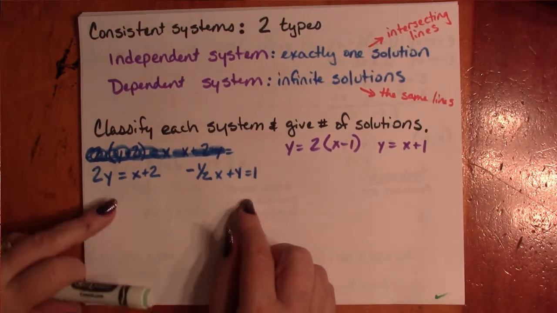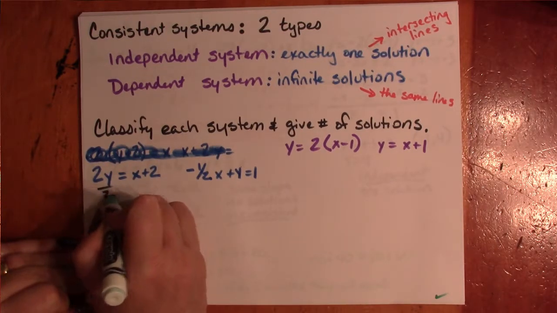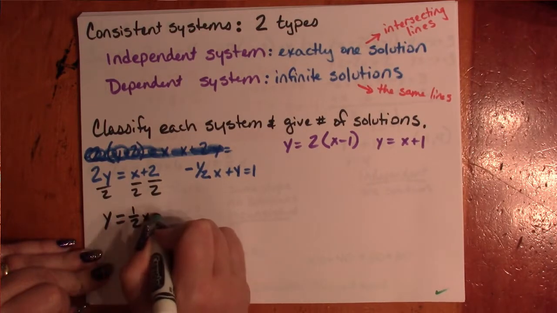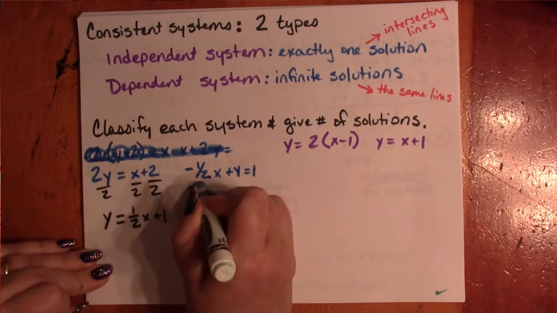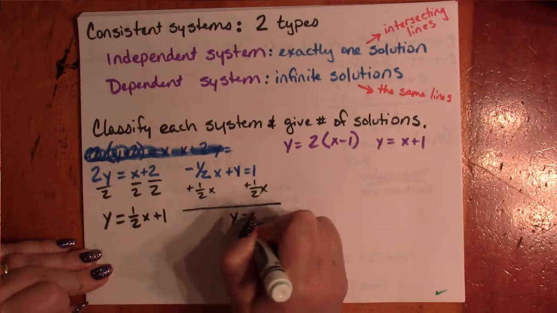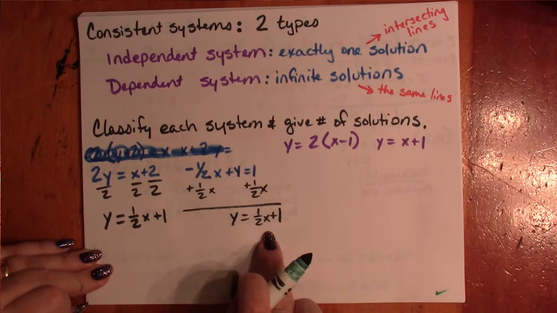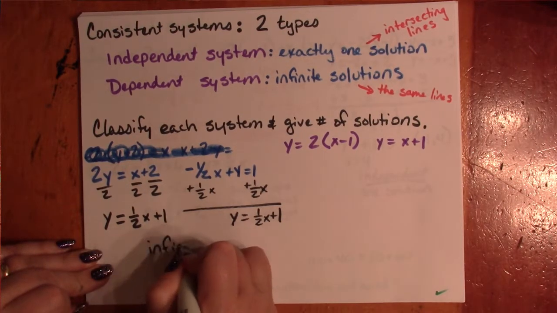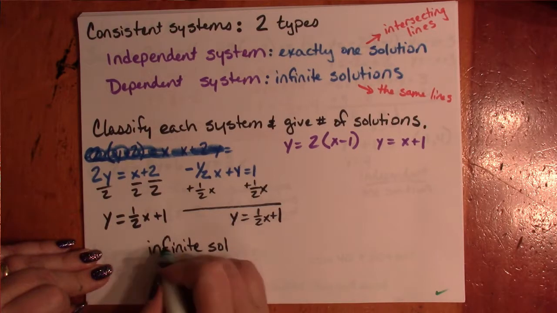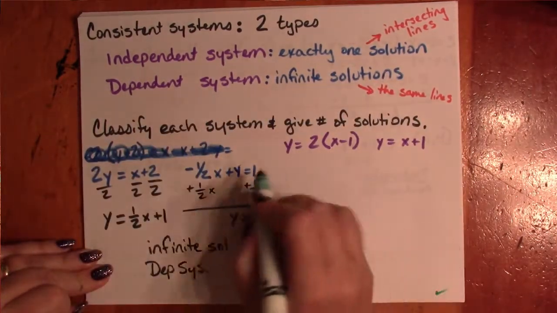My favorite way to start out with is to make them both be in slope-intercept form. So I'm going to divide everything by 2 here. So y equals 1/2 x plus 1. And I'm going to add 1/2 x to both sides. And y equals 1/2 x plus 1. These are the same lines, so there are infinite solutions, and it is a dependent system because there are infinite solutions.